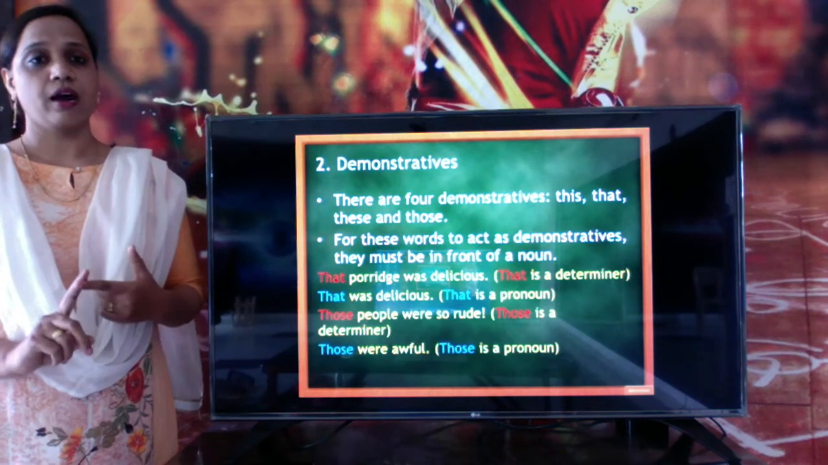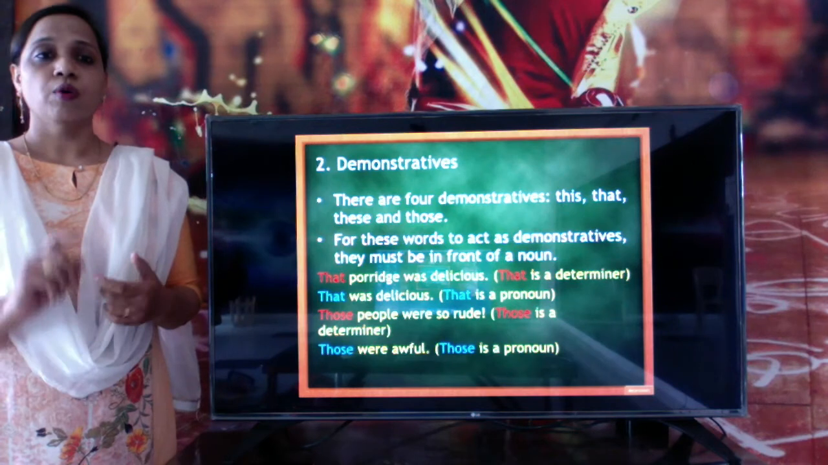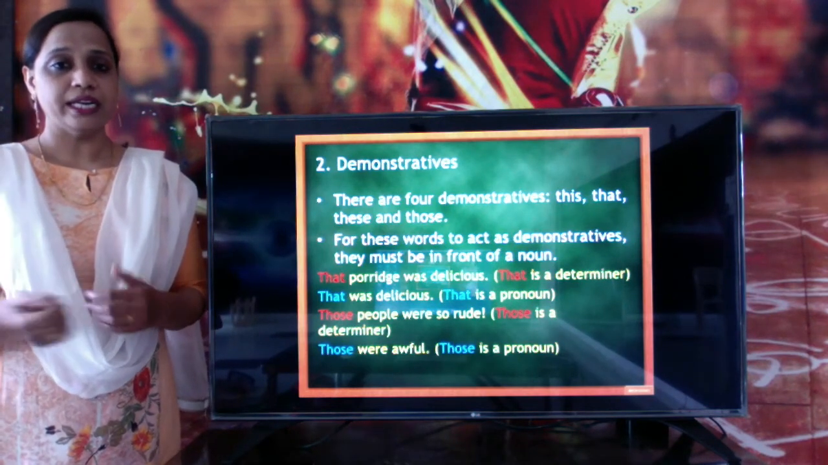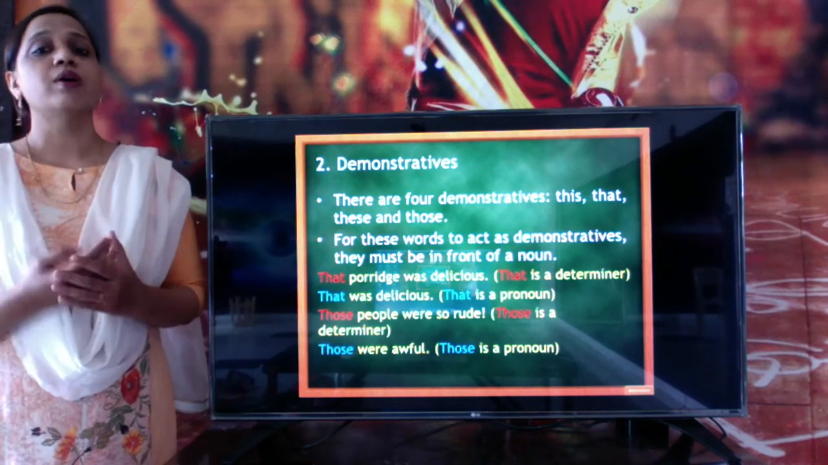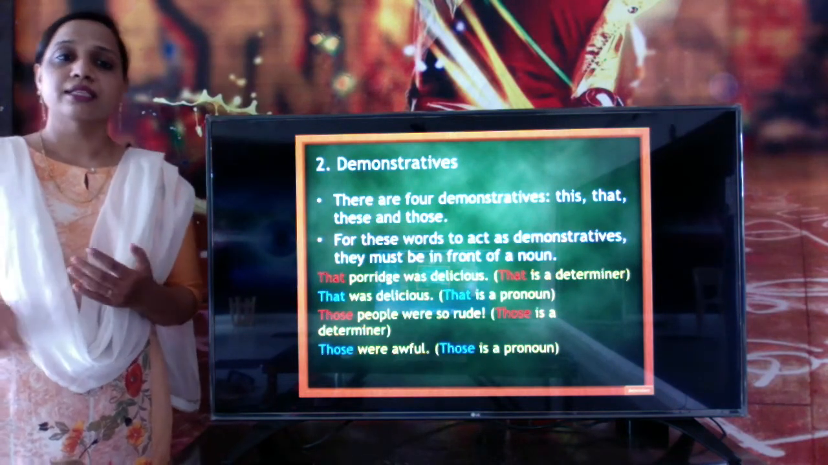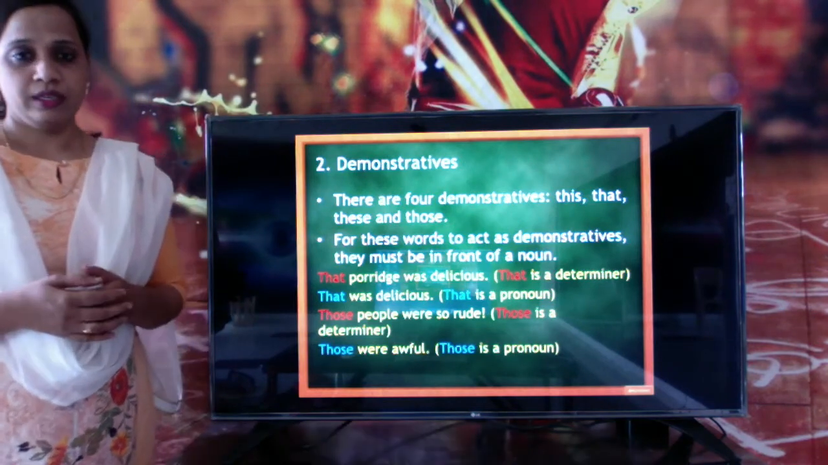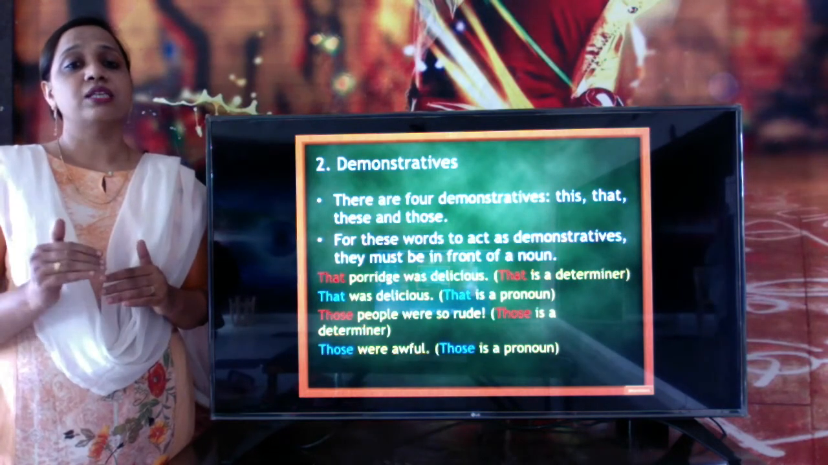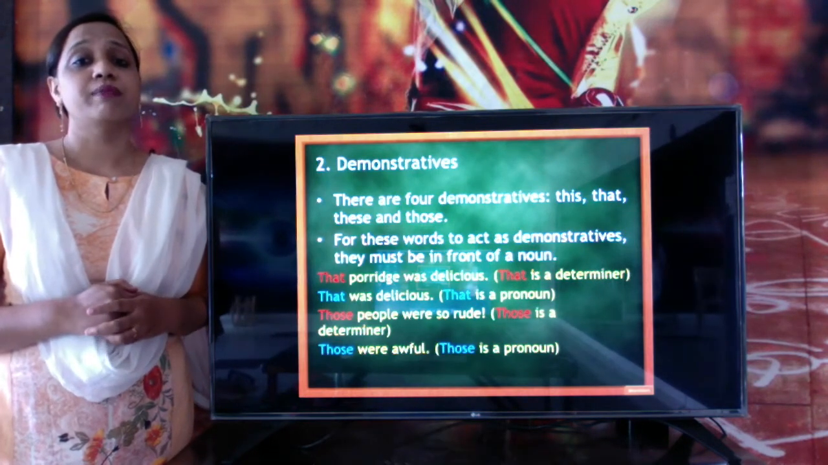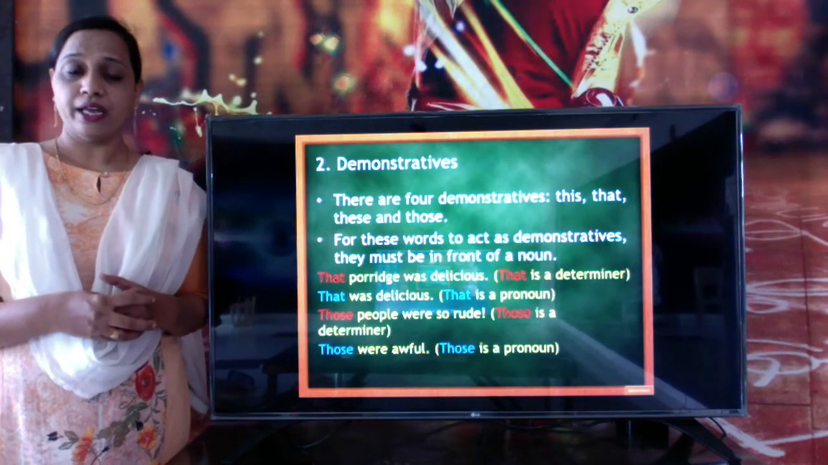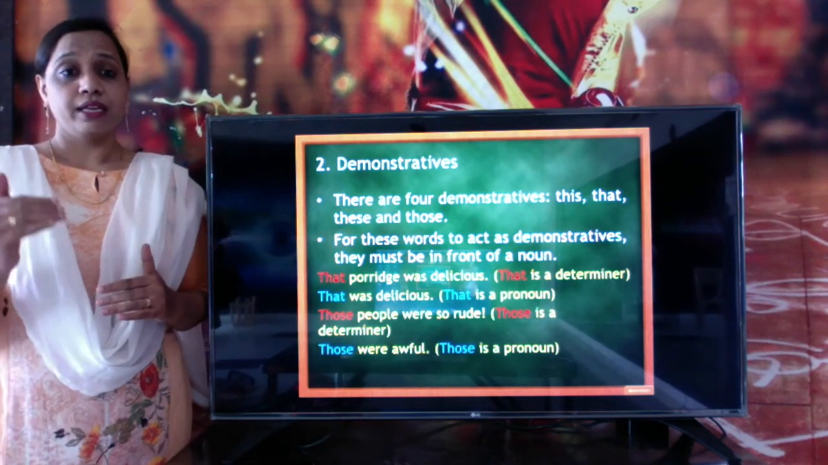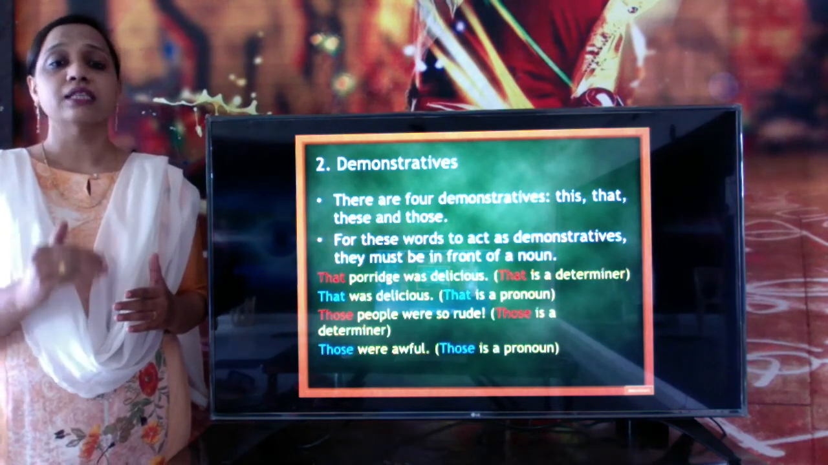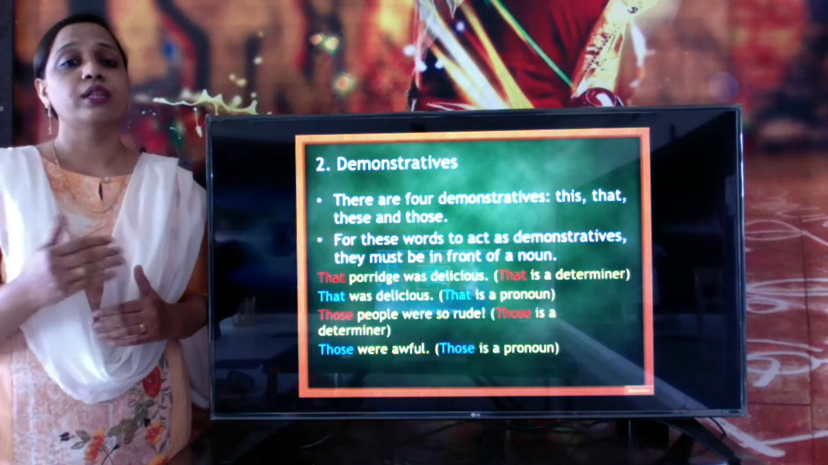Demonstratives. First was articles, second is demonstratives. What do you mean by demonstratives? Demonstrative means to point out or indicate something. So there are four demonstratives usually: this, that, these and those. And certain others like yonder also come under demonstratives. For these words to act as demonstratives, they must be in front of a noun. These demonstrative words, this, that, these and those, should be before the noun.